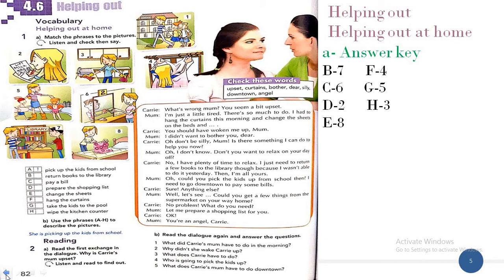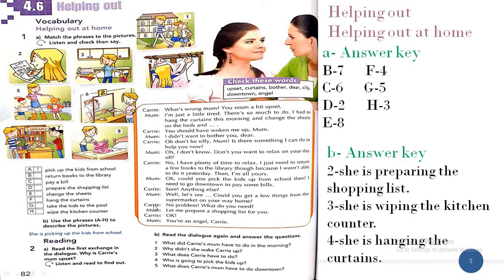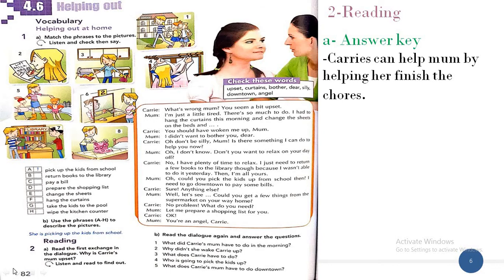Let me give you a suggested answer key. Number 2, she is preparing the shopping list. Number 3, where is 3? She is wiping the kitchen corner. 4, she is hanging the curtains. 5, she is taking the kids to the pool, etc. So it's a very easy exercise. And now let's move to reading.